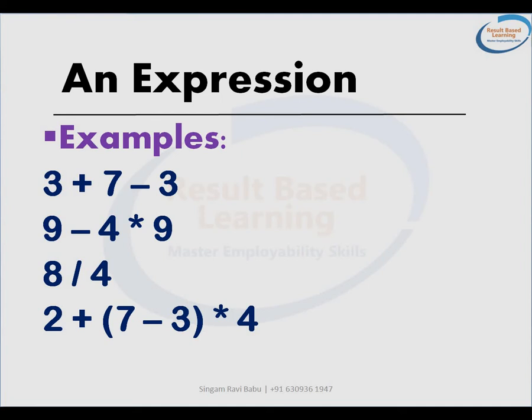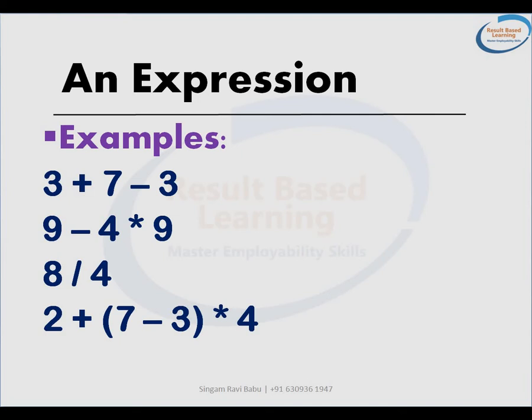Here we see four expressions. In all the four expressions there are values. In the first expression there are three values, 3, 7, 3 and two operators. In the second expression there are three values, 9, 4, 9 and two operators, subtraction operator, multiplication operator. In the third expression there are two values, 8, 4 and one operator, that is a division operator.